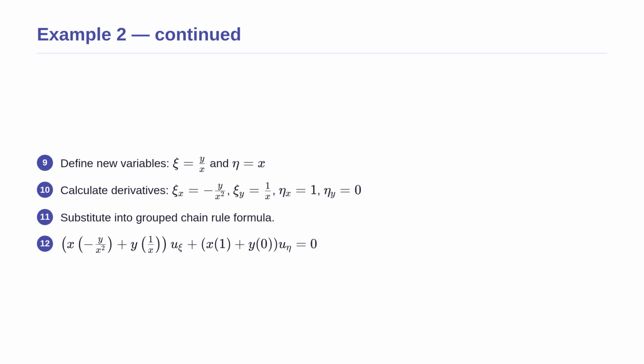We substitute these expressions along with our original variable coefficients x and y into the grouped chain rule formula. This step looks algebraically heavy, but it is just a direct substitution. We carefully place each algebraic fraction into its designated spot. We do this to see if our choice of xi successfully eliminates the first derivative.